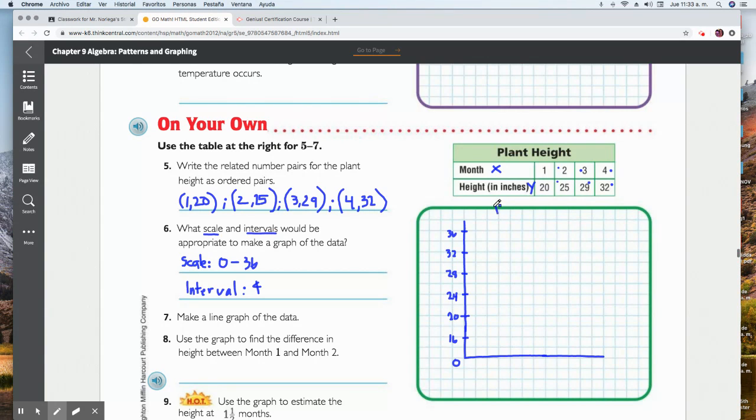The title for my graph would be plant height, which is the same title that the table is using, this one right here. Plant height.